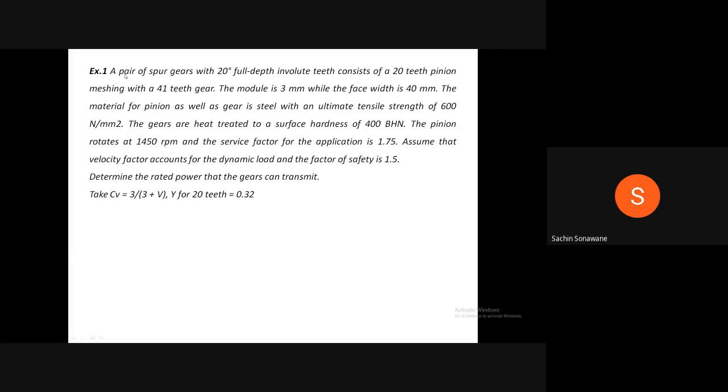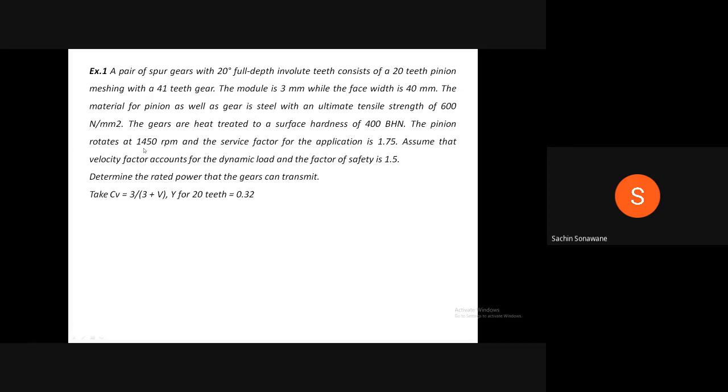Example 1. A pair of spur gears with 20-degree full depth involute teeth consists of a 20 teeth pinion meshing with a 41 teeth gear. The module is 3 mm while the face width is 40 mm. The material for pinion as well as gear is steel with an ultimate tensile strength of 600 Newton per mm square. The gears are heat treated to a surface hardness of 400 BHN.